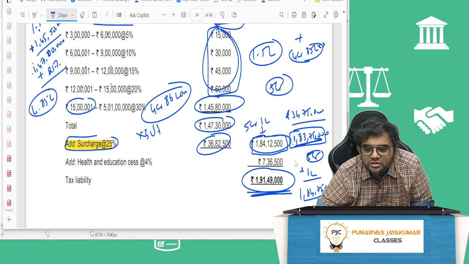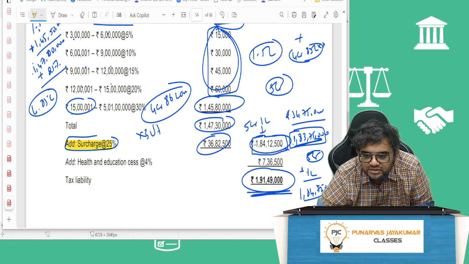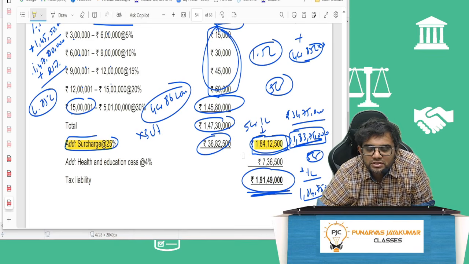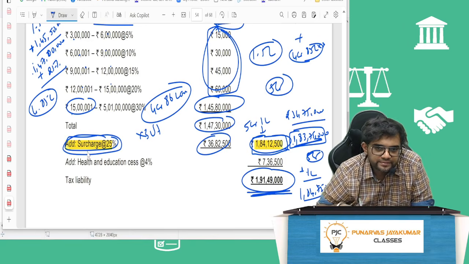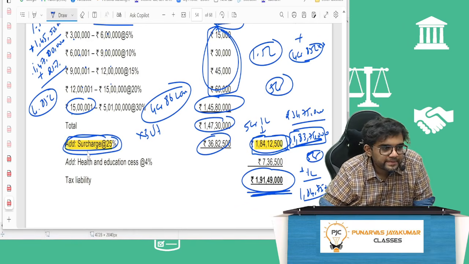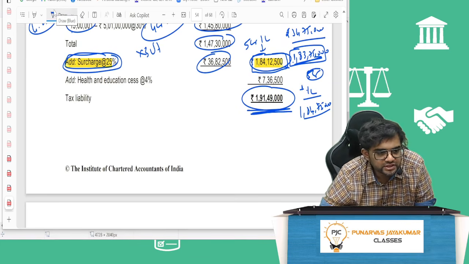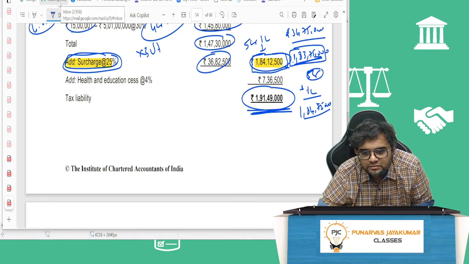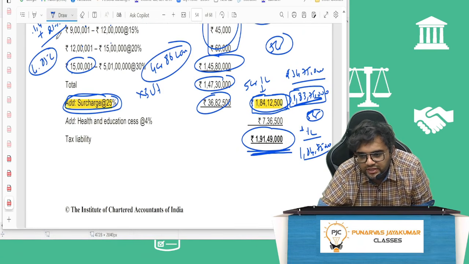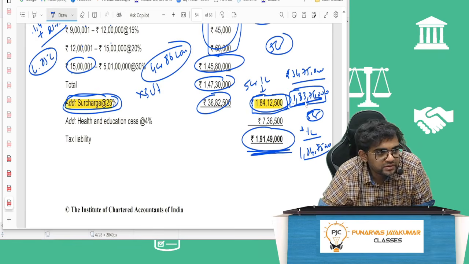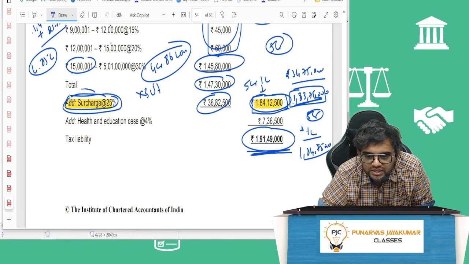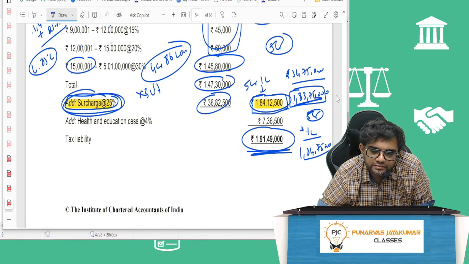What is the rule? This or this, whichever is less. This only will be less, obviously, because surcharge rate is the same. If surcharge rate was different, then it would have been a different issue altogether. Hence, that's why they have not calculated all these things. We just showed here. No need. Surcharge rate is not changing means no need. Done.